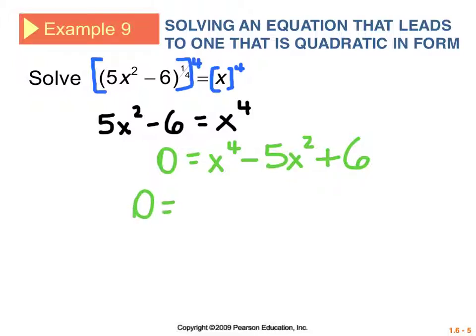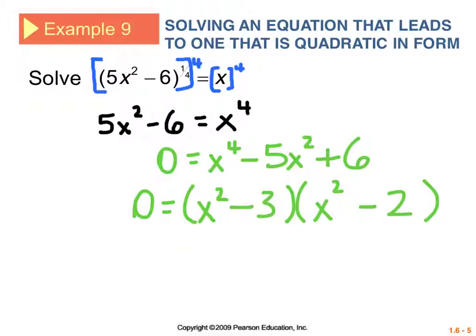0 would become 0 equals, and this would be x squared and x squared, much like x and x when we do it. And now I need two numbers that multiply to 6 but add to negative 5. And so that would be a negative 3 and a negative 2. And then from this point we could solve this equation. And so we have 0 equals x squared minus 3 and 0 equals x squared minus 2.